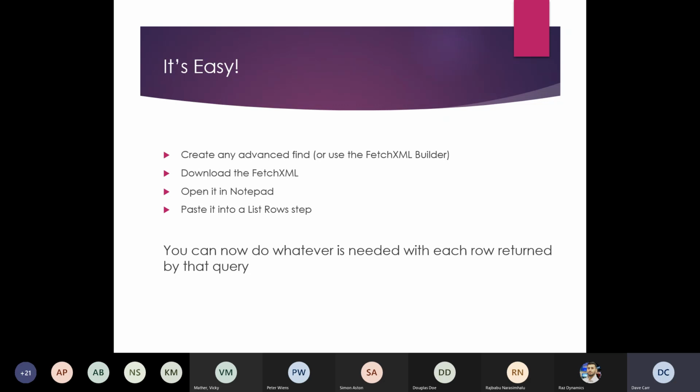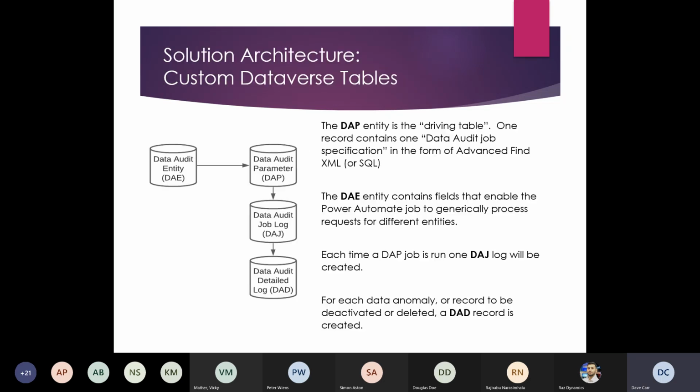So if you just open it up in Notepad, it opens perfectly, and then you can copy all the text, open up your Power Automate flow, open up that list rows step, and paste it in. And then you can do whatever you want with the rows returned by that query.